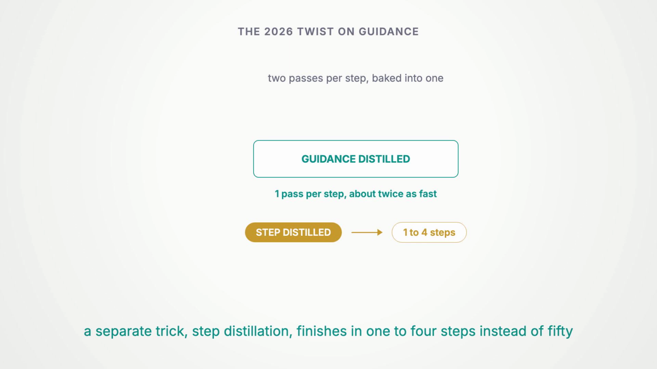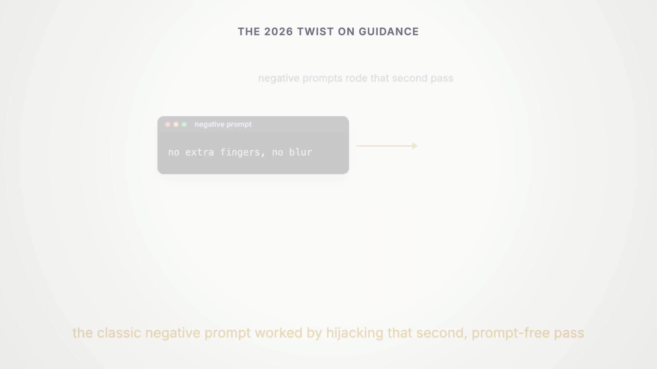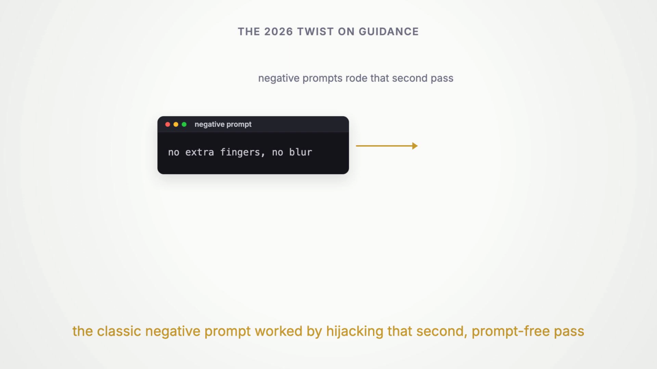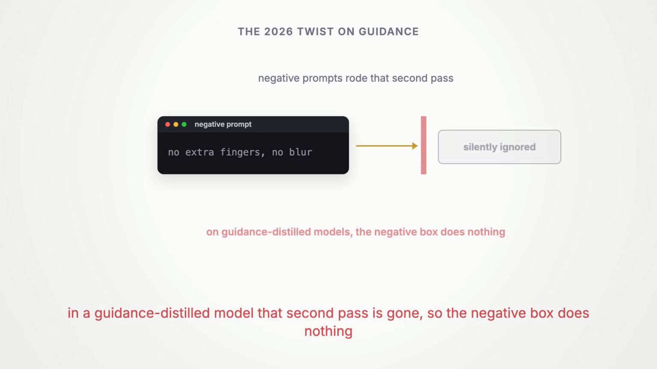Great for speed. But baking guidance in has a consequence people rarely realize. The classic negative prompt, where you list things you do not want and the model steers away from them, worked by hijacking that second, prompt-free pass. In a guidance-distilled model, that second pass is gone. So on many of these fast models, the negative prompt box does nothing. People paste a long list of things to avoid, feel reassured, and it is quietly ignored. 2 takeaways. First, know which kind of model you are running because the same setting that is powerful on one is dead weight on another.